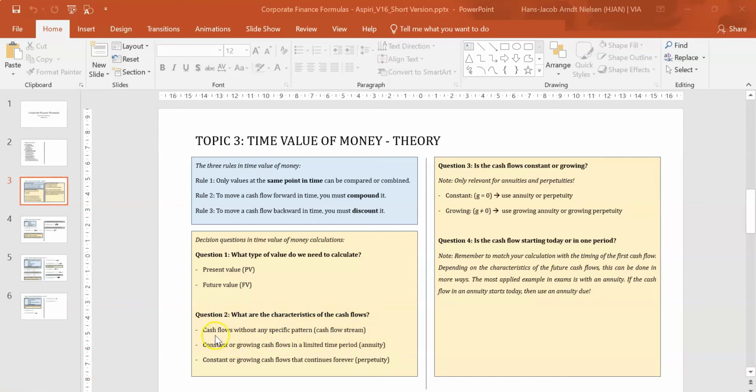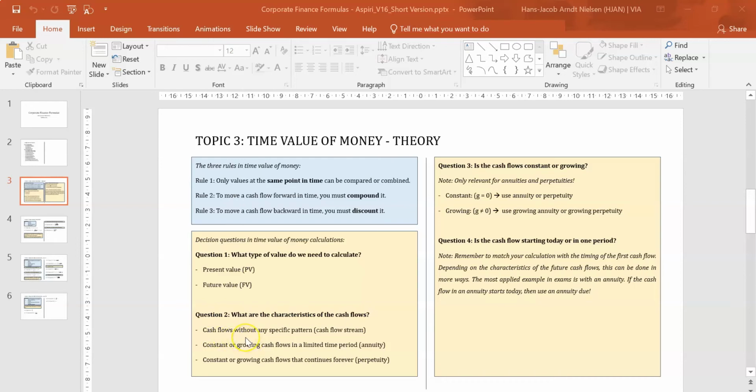The second alternative is the annuity. The annuity is a constant or growing cash flow in a limited time period. And how can you distinguish this one from the cash flow stream? What you can do is, you can say if the cash flow is constant in the whole period, it is easy to spot that it's an annuity. It could be, for example, that a person was saving up 1,000 kroner every month for 24 months. That would be an annuity.